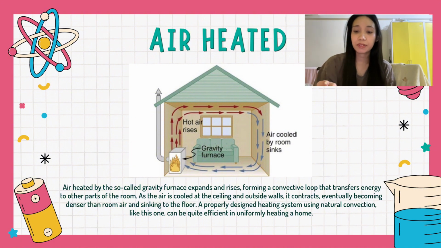And for the example, air heated by a gravity furnace expands and rises, forming a convective loop that transfers energy to other parts of the room. As the air is cooled at the ceiling and outside wall, it contracts, eventually becoming denser than room air and sinking to the floor. A properly designed heating system using natural convection like this one can be quite efficient in uniformly heating a home.